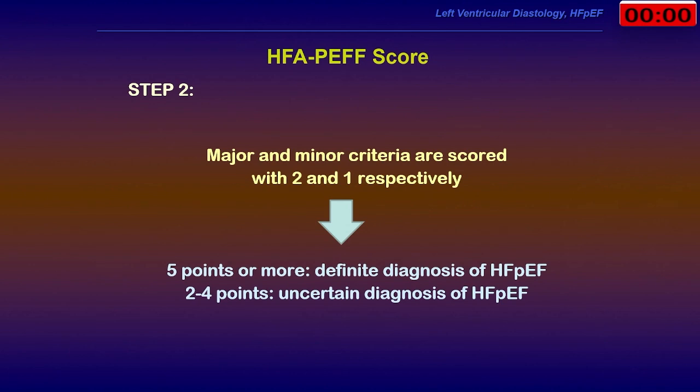How can I assess step 2? If I have a major criterion, I have 2 points for score. If you have a minor criterion, I have 1 point for score. So if you collect at the all, 2 major and 1 minor, I mean 5 points or more, you have definite diagnosis of HFpEF. If you do not reach the figure of 5, so you must shift to step 3. If you have just 2 points, uncertain diagnosis of HFpEF.